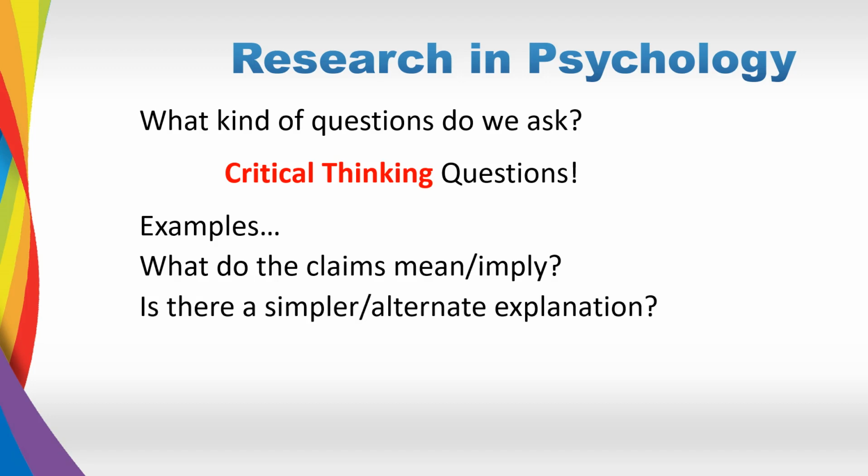Even though there's a claim out there, is there an easier answer for it? Like if you think one thing is the cause of something, and that's your claim, is there another answer that is simpler or maybe just different, right? And even though that looks like a yes-no question, the basic thing is, what kind of answers are there that could be simpler or that could be an alternate explanation? That's the critical thinking part.